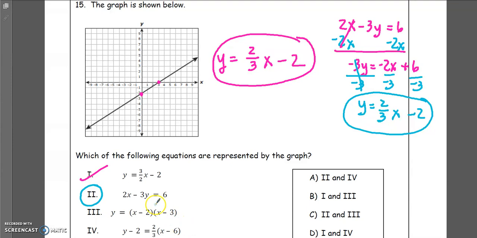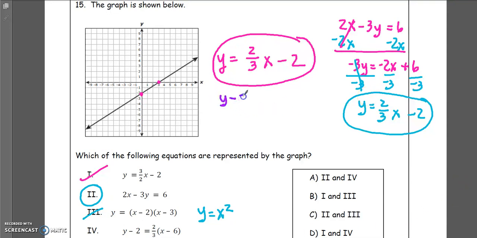Number 3, if I were to multiply my 2 parentheses out, I'm going to end up with y equals x squared, and I'm going to stop right there because I know I don't have an x squared in my equation up here. So I know 3 is not going to be it.